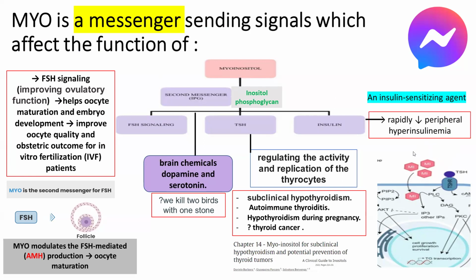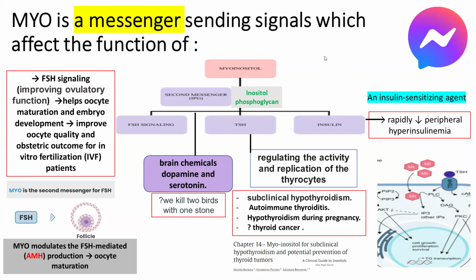And this is important. The inositol phosphoglycan, which is a derivative of both myo and dichiro, also works as a messenger of TSH, regulating the activity and replication of the thyrocytes. And this is important in some studies in cases of subclinical hypothyroidism during pregnancy, autoimmune thyroiditis, Hashimoto, or even in some cases of thyroid cancers, and these have been used in or studied in many publications.